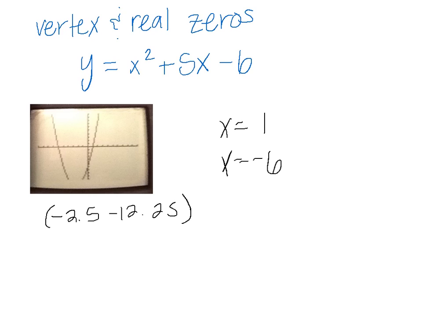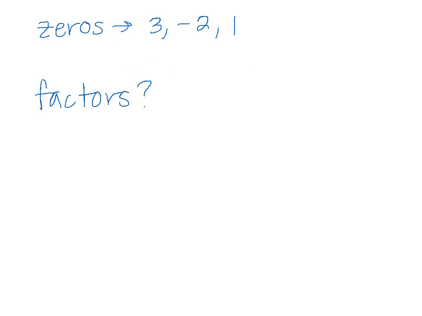Now, if I wanted to double check these, I could go into that second trace menu, the calculate menu, and use the zero function. And we worked a lot on that today in our game. Okay, this one's actually easier because I can visually see it's crossing at integers. So those would be my real zeros. This would be my vertex.